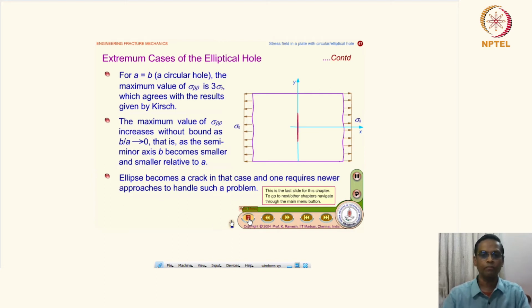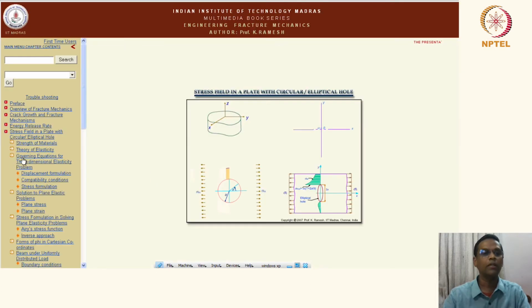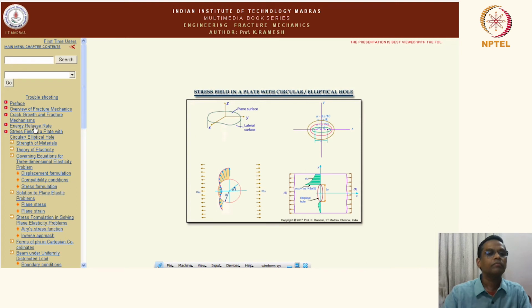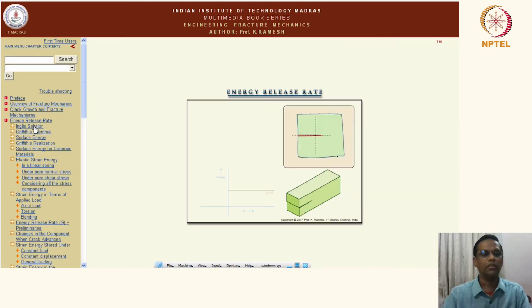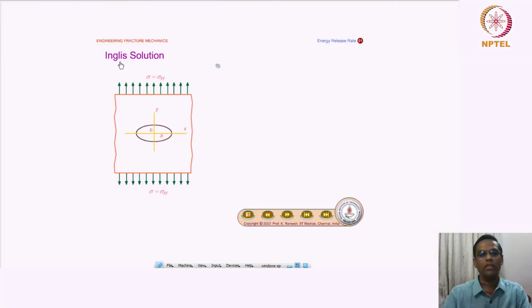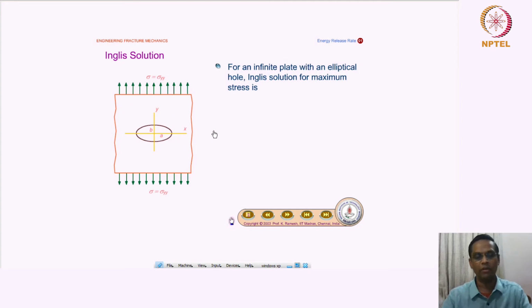With this we will go to the next discussion on energy release rate. We will start again with the English solution for continuity, and then carry our discussion further. This is the same figure I have just shown, from a different page of the book, as I moved to the actual chapter here. This is for an infinite plate with an elliptical hole.